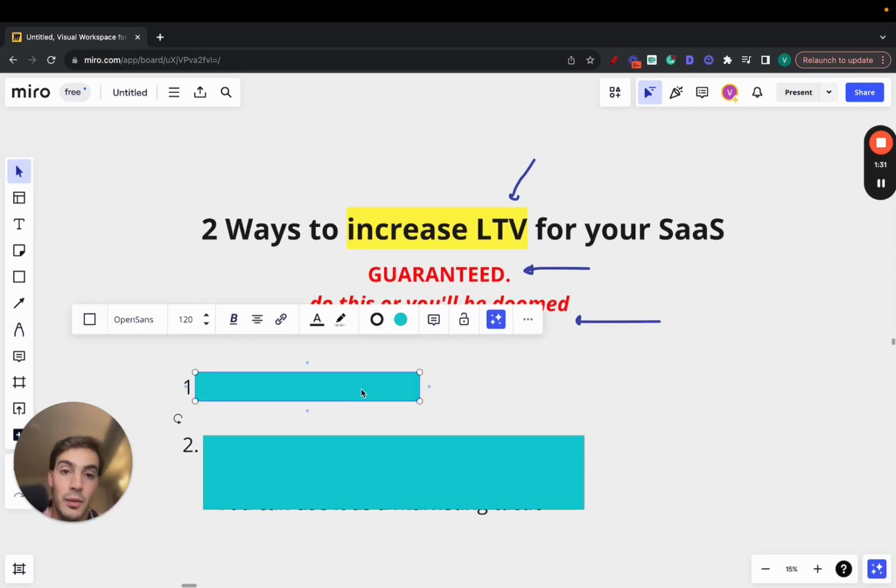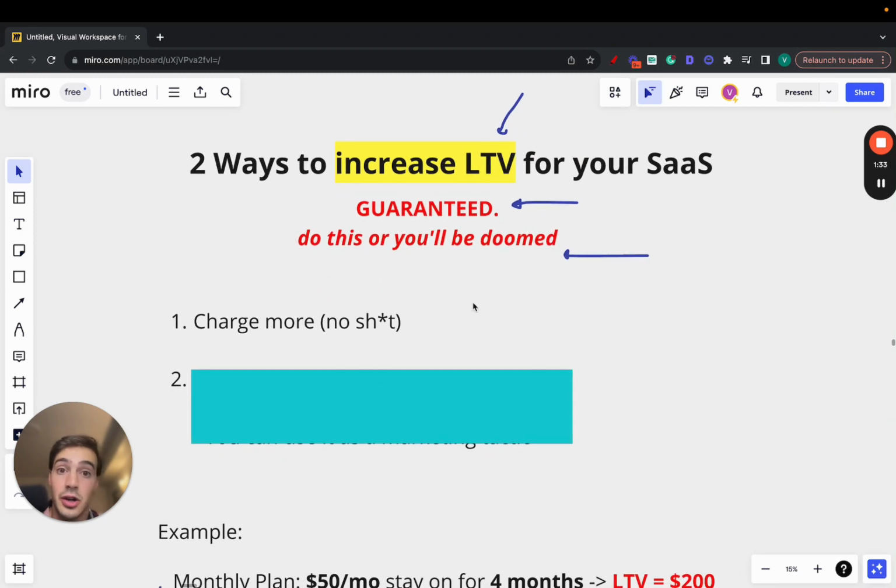First one is obviously pretty straightforward, is just charge more, right? If you want to make more money, if you want to increase the lifetime value of your customers, you want them to pay more over a certain period, is just to charge more, increase your prices. You should be increasing your prices every 6 months, right? Increase your prices because you're adding new features to your software, you're improving the product, so it's only fair that you charge more because the product gets better, the value is higher, then you should charge more, right?